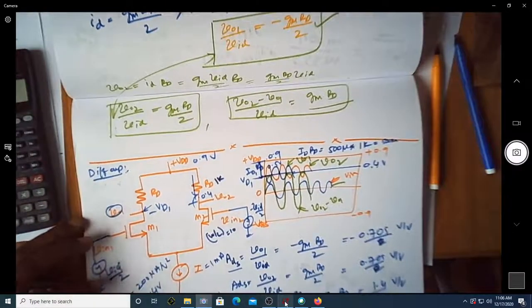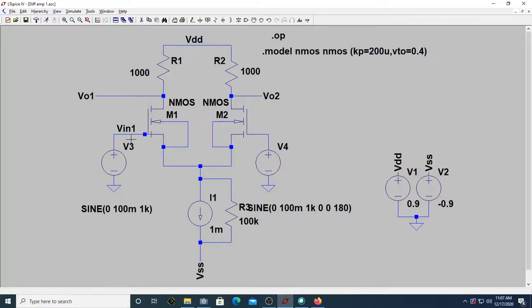So even if I put a typical resistance of 100 kilo ohm, there will be no change in the analysis of your amplifier, considering the input as a differential input. This is only true if the input is differential. If the input is differential, no current flows here. That's why this looks like a virtual ground.